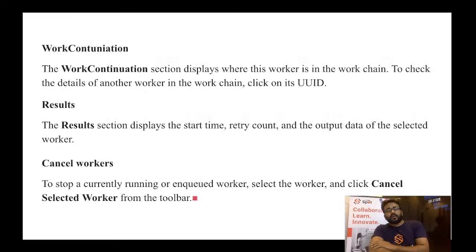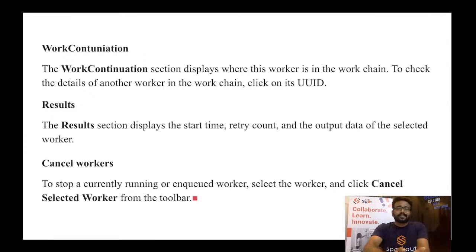Then the next one is work continuation. This section displays the unique work chain of each worker. It displays the unique ID of each worker as a chain. On clicking each particular unique ID, we can switch to each worker and see the details of that worker.